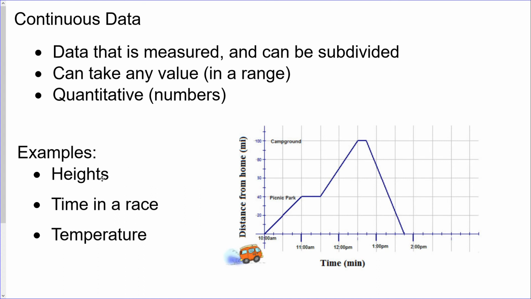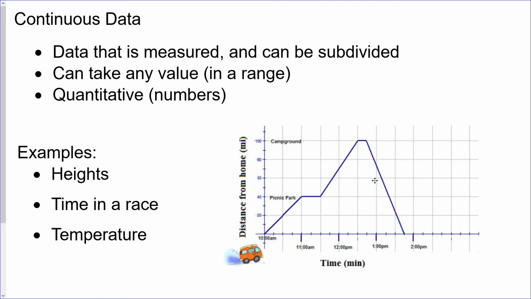So it could be any value. So if you were recording heights, for example, you could have any value within a certain normal range of heights. You would not normally have any possible number being used for heights. Just as an example.